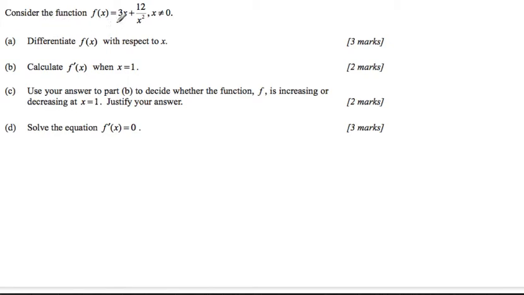Alright, in this example, we are considering the function 3x plus 12 over x squared, where x cannot be 0 because that would create an asymptote; we can't divide by 0 here. First, we're going to differentiate, or find the derivative of, the function with respect to x.